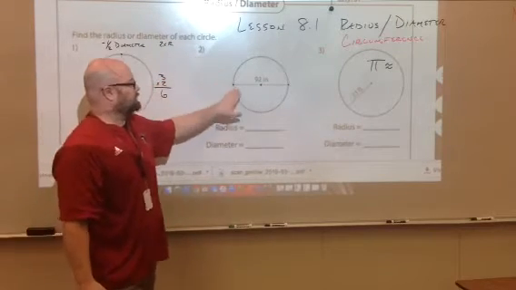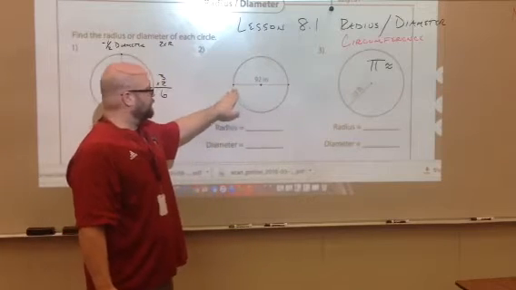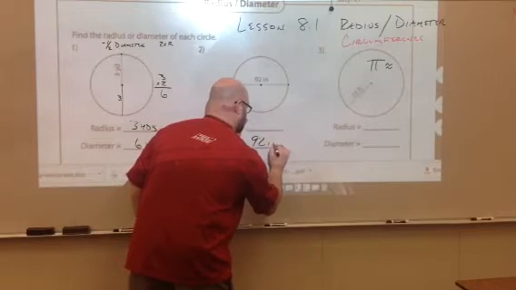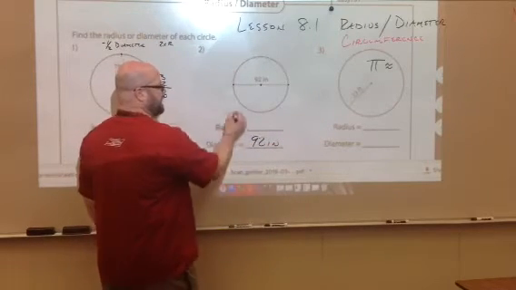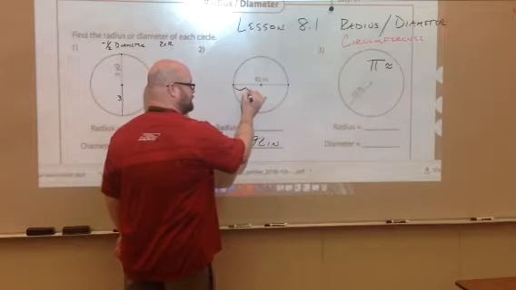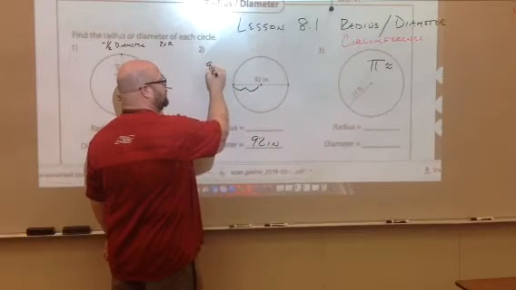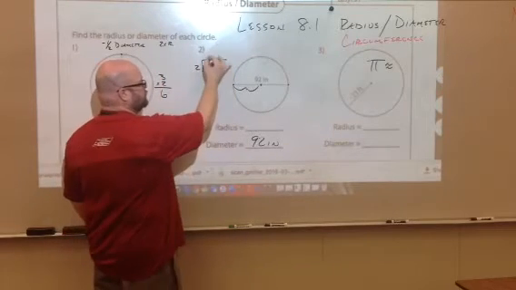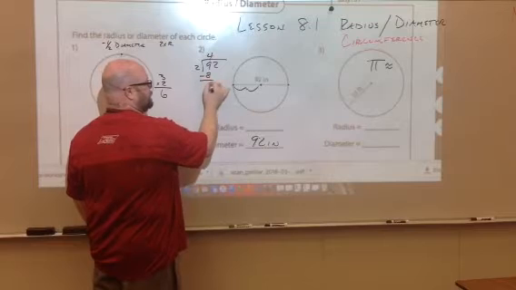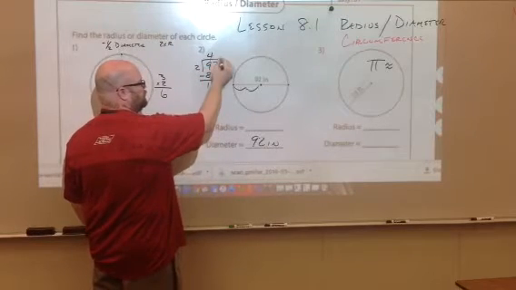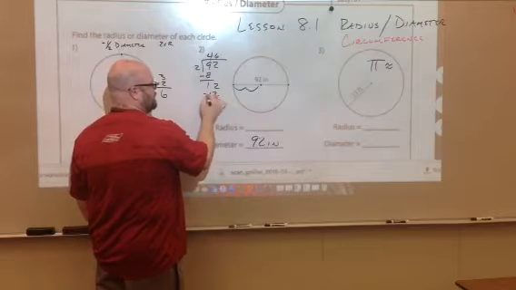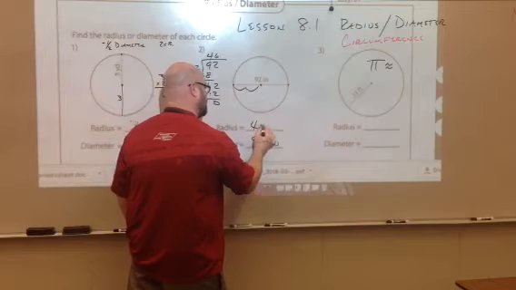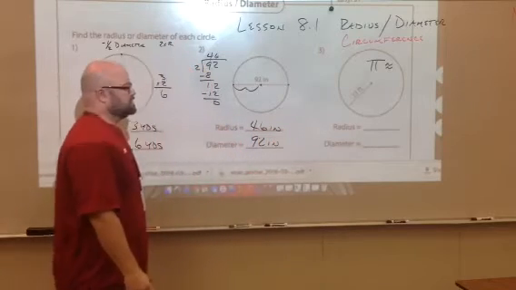In number 2, this is my diameter. It's my segment that goes clear across, and my diameter is 92 inches. Now I need to find my radius, which is half of that. So I need to take 92 divided by 2. 2 goes into 9 4 times. Subtract, I get a 1, bring down my 2, 2 goes into 12 6 times. Subtract, and I get 0. So my radius, half of my 92, is 46 inches.